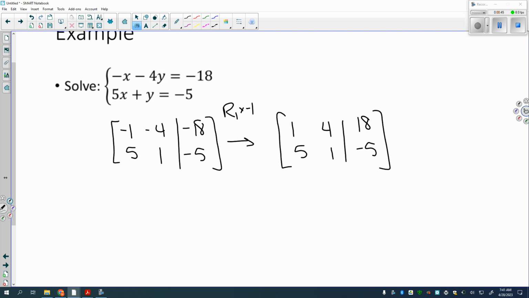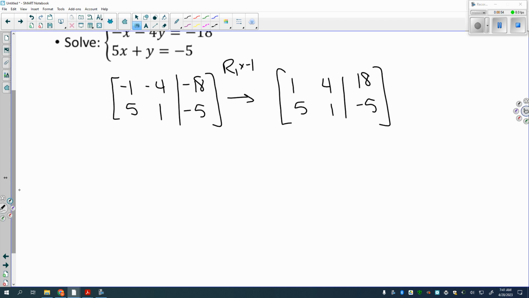And that just gets rid of the negative. So that becomes a nice positive 1 there in the upper left corner. Now, I want the lower left corner to be a 0. So I'm going to take row 2 minus 5 times row 1.